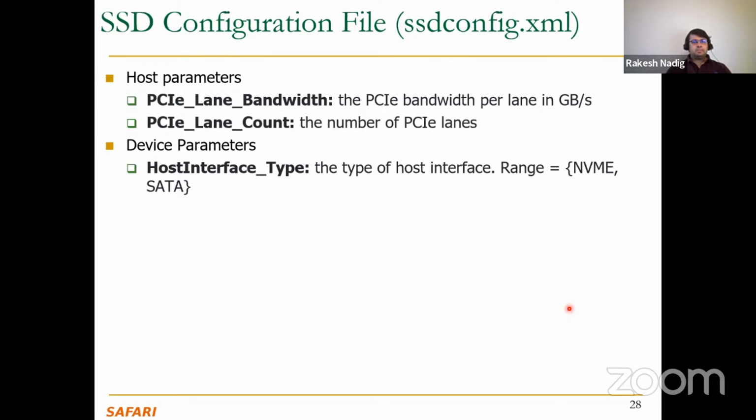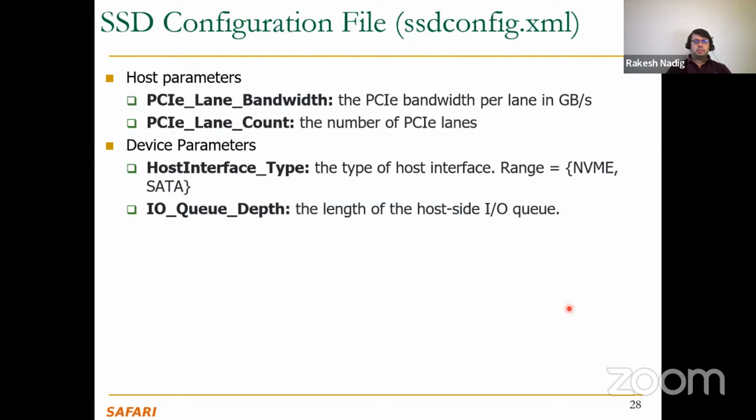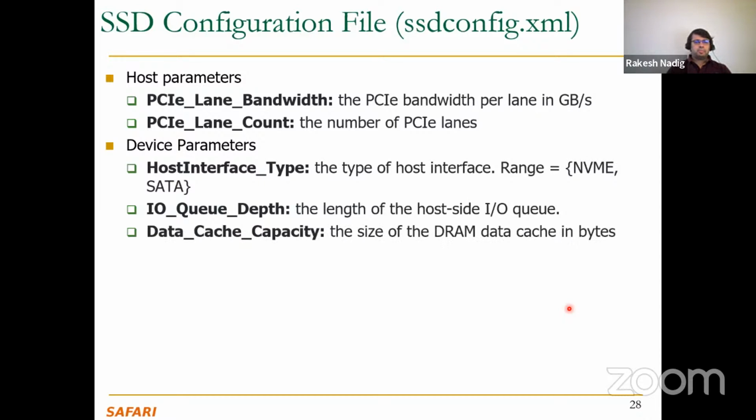Then we have device parameters such as host interface type, which is the type of host protocol that is implemented in the HIL, which is NVMe or SATA. And we have the IO queue depth, which is the length of the host side queue. So in NVMe, we have multiple such queues which can take requests and execute them in parallel. So we need to define the length of the host side queue.